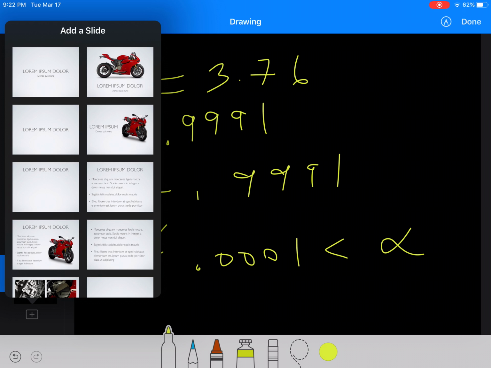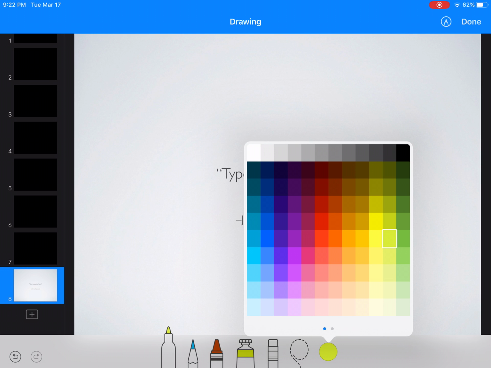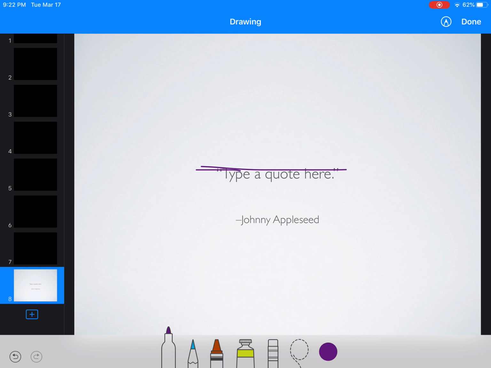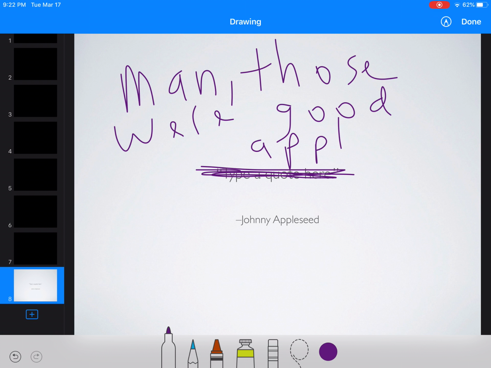Because remember, what's this? Type a quote here. Johnny Appleseed. Okay, guess I'll type a quote here. Don't know if Johnny said this or not, but highly likely that he did. And those were good apples. All right, there you go.